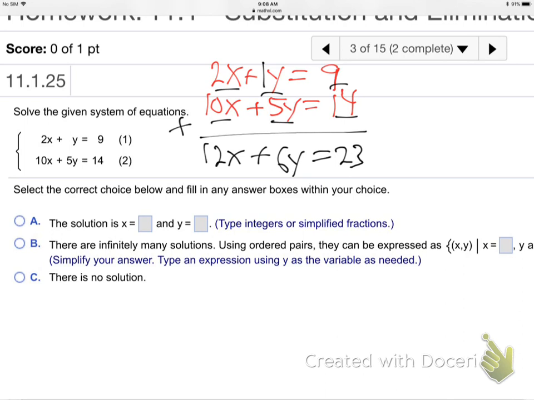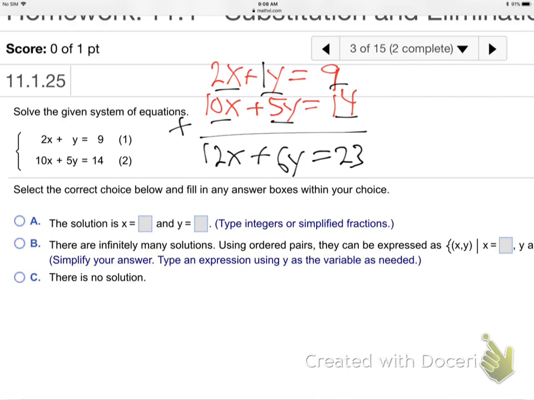Because you didn't get rid of either the x or the y. Right, you need one of the letters to cancel out. Remember, we're trying to get down to just one letter. We don't want x and y both there, because we can't handle both letters. We need to get down to one letter.